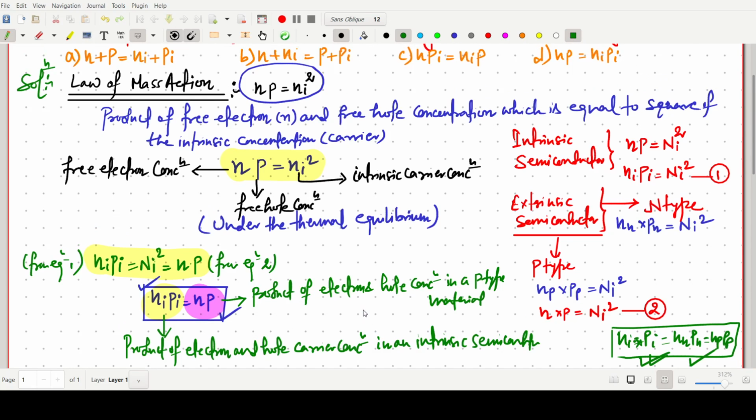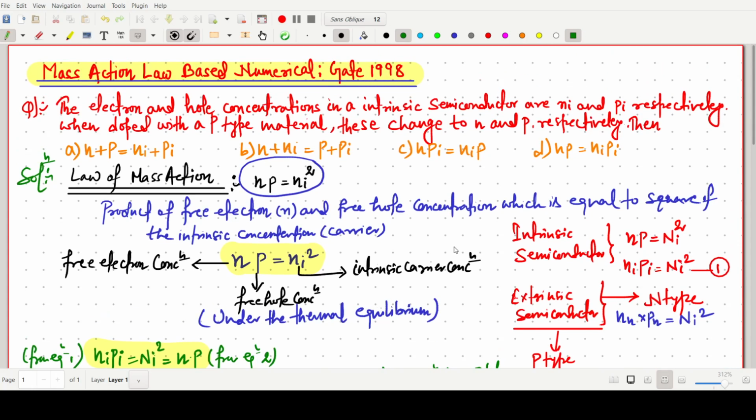So the correct option for this question is option D: the product of the carrier concentrations of electrons and holes in a p-type semiconductor is the same as that of the intrinsic semiconductor. This is the correct answer. It is a simple one, but we have to know this fundamental law of mass action: the product of the free electron concentration and hole concentration is always equal to Ni square.